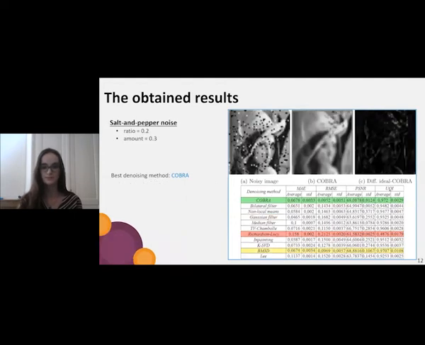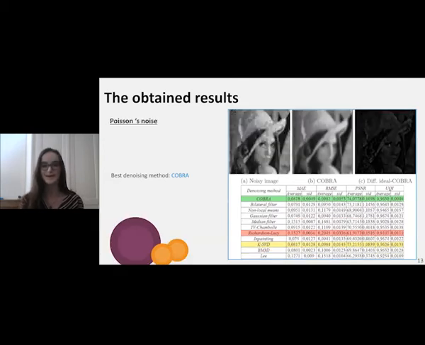For the salt and pepper noise, Cobra aggregate is the best. It outperforms all the preliminary filters, even the champion that was BM3D. For BM3D, we have a PSNR of 68.8, and now we have a PSNR of 69. That's an improvement.